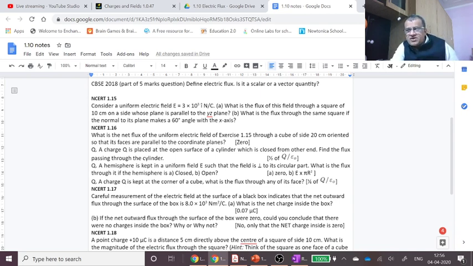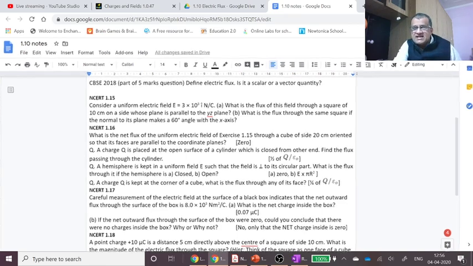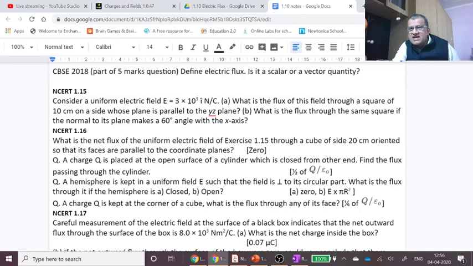So NCERT 1.15, this electric field is towards the x-axis. What is the flux of this field through a square of 10 centimeter on a side? So 10 centimeter into 10 centimeter. Just remember, centimeter is not your unit. You have to convert it into meter square.